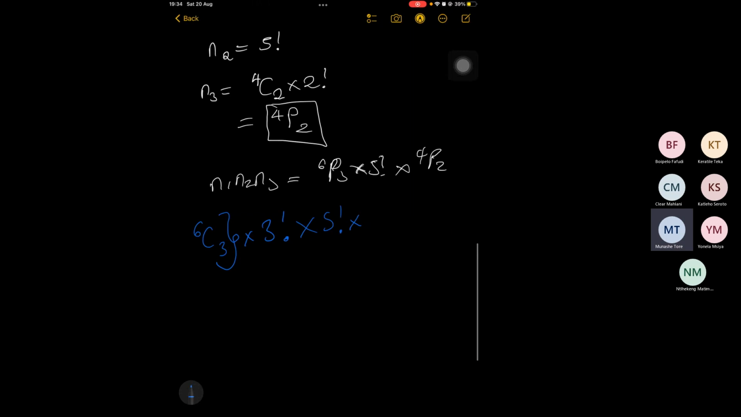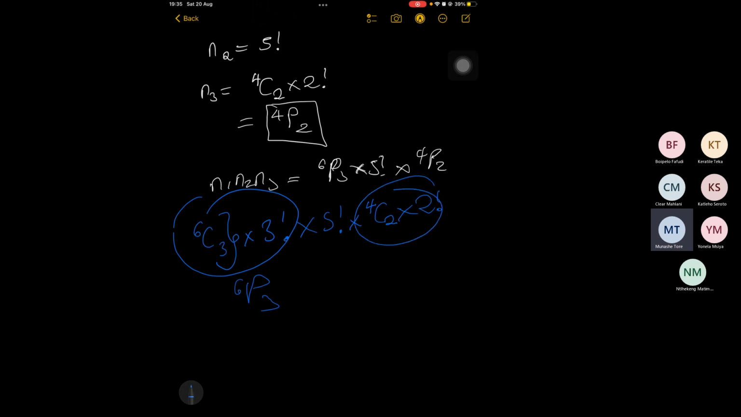5 factorial. Then you go on to the last condition. How many Mercedes-Benz do you have? You have 4. But of the 4, how many do you want? You have 2. You want 2. So it's going to be 4, choose 2. But now that you have those 2 Mercedes-Benz, in how many ways can you group them? It's going to be in 2 factorial ways. So this, as I said earlier, is just 6 permute 3. Then this is just 4 permute 2.